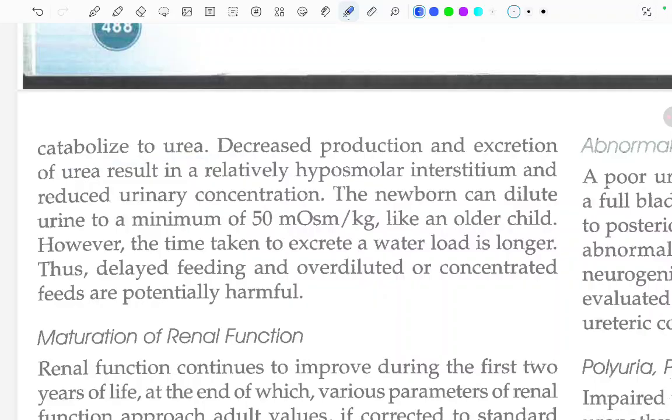Decreased production and excretion of urea results in a relatively hyperosmolar interstitium and reduced urinary concentration. Okay, the newborn can dilute the urine to a minimum of 50 milliosmol per kg, like an older child. However, the time taken to excrete a water load is longer. Thus, delayed feeding and over-diluted or concentrated feeds are potentially harmful.